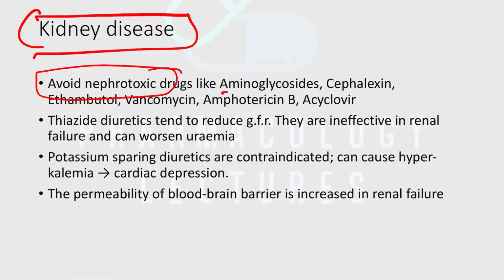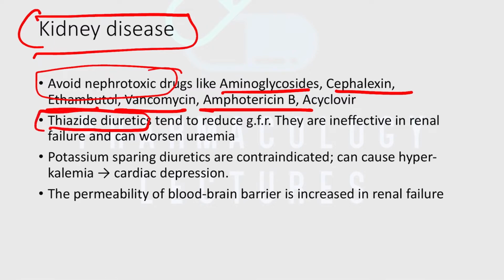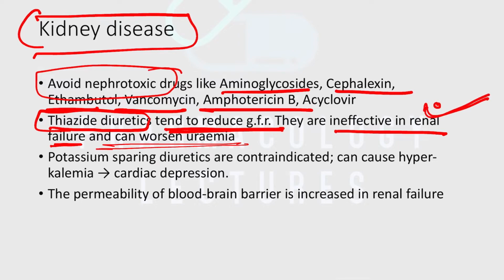So drugs like aminoglycosides, cephalexin, ethambutol, vancomycin, amphotericin B. No need to worry, all these things we will discuss in particular chapters. Majority of these are antibiotics which should be avoided if any kidney pathology is there. There are some specific drugs like thiazide diuretics. They reduce the glomerular filtration rate, and they are ineffective in renal failure and can worsen the uremia. So these drugs cannot be used if the patient has chances of renal failure.